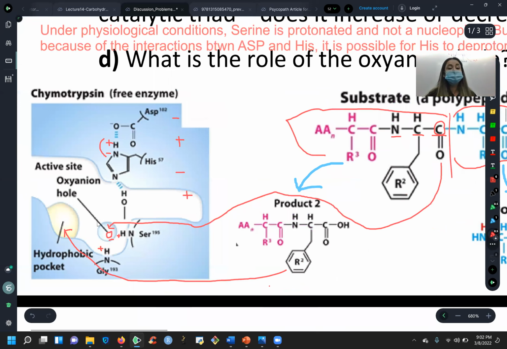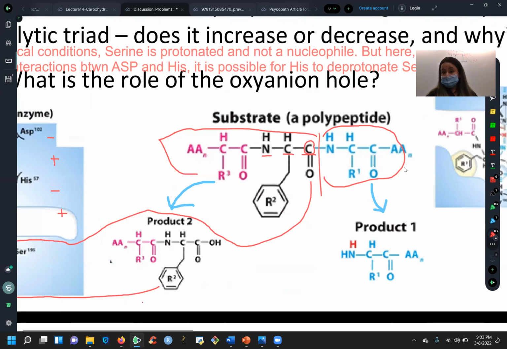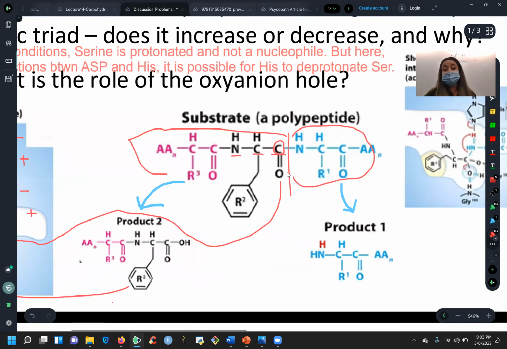And then when the electrons bounce back and you get that double bond again, that's when that peptide bond is going to be broken. And so once this peptide bond is broken, this product 1, this blue section, is released from the enzyme. But this other portion is stuck. It's stuck to the enzyme.